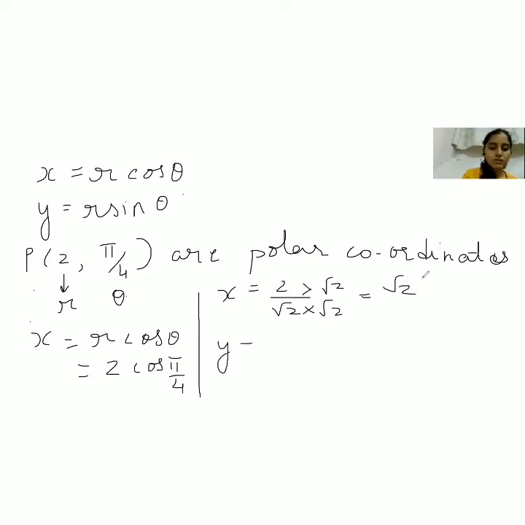And y is equal to r sin theta, which is equal to 2 sine of pi by 4, which will also be equal to root 2. So x comma y is root 2 comma root 2 for polar coordinates 2 comma pi by 4. I hope the polar and Cartesian coordinates relationship is simple. Let's go to the next topic now.